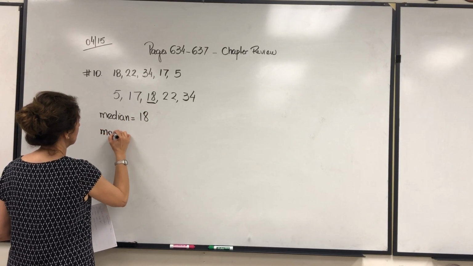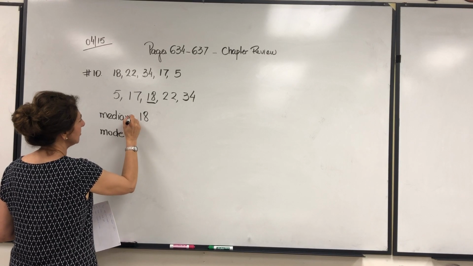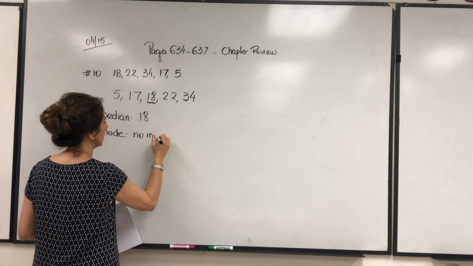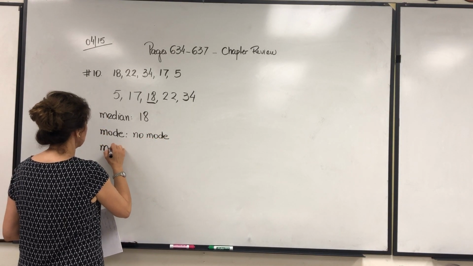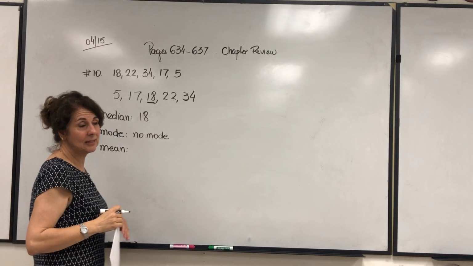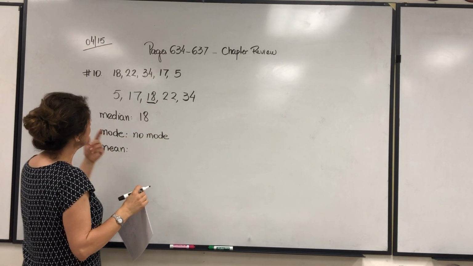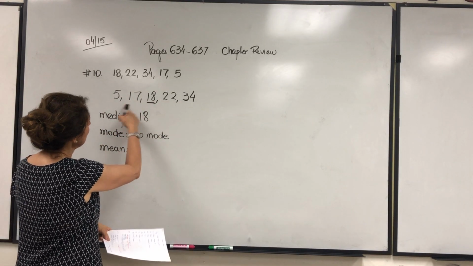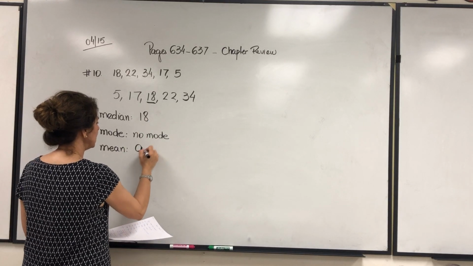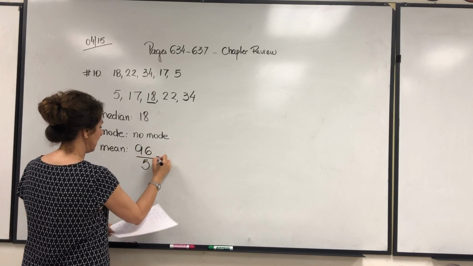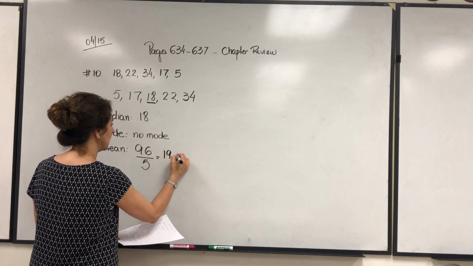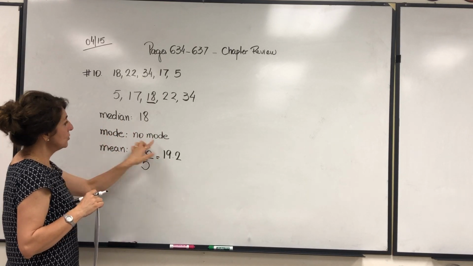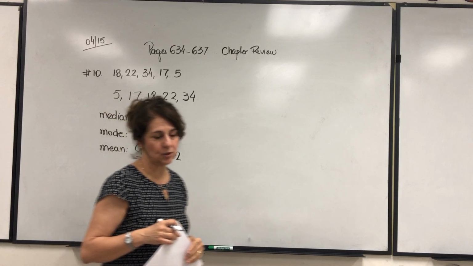The mode. Since there are no numbers that are repeated, there is no mode. So no mode. And then the mean. The mean is the average, right? You have to add everything and divide, in this case, by 5. I've done this before. If I add all these numbers, I get 96 divided by 5, which is 19.2. So I have this information: the median is 18, no mode, and the mean is 19.2.